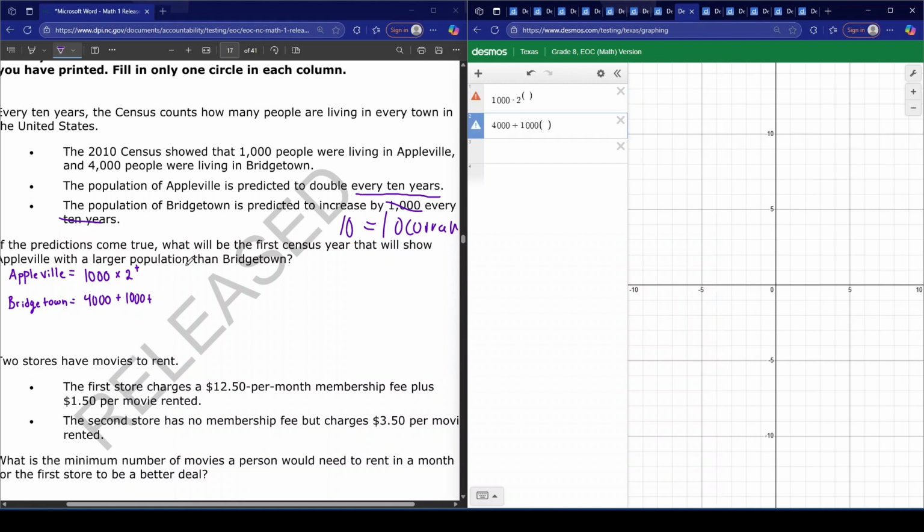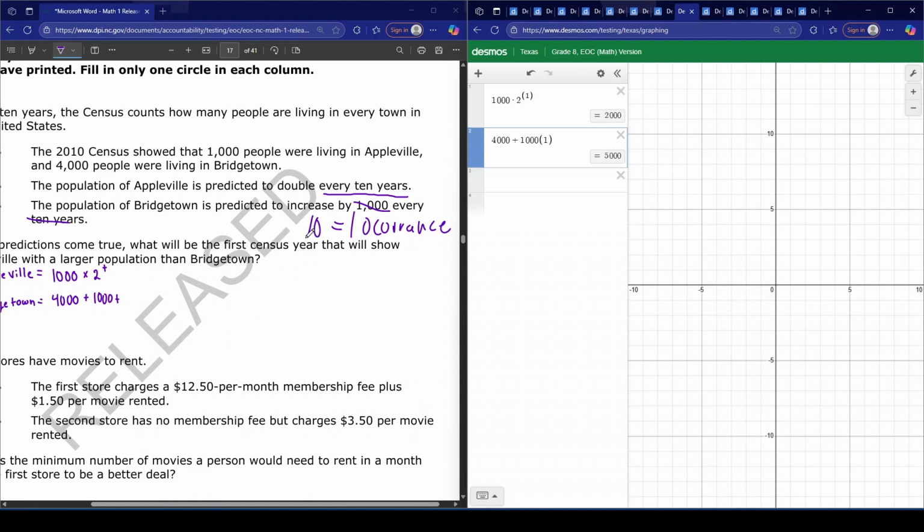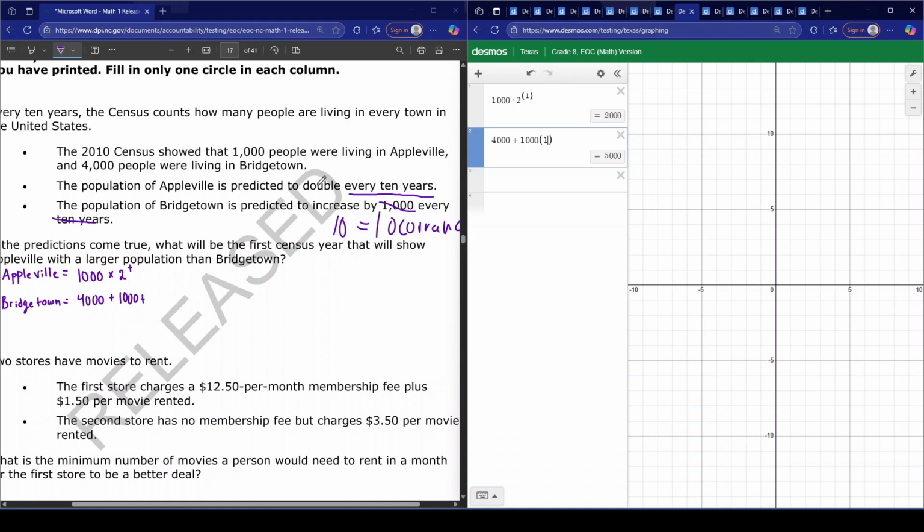Every 10 years isn't going to be us inserting 10, that's incorrect. We're not going to have 1 million people in Appleville. So better yet, we will be using 1. 10 years is 1 occurrence, and that's what we want to use in these mathematical situations. So 2 occurrences equals 20 years, and that's just visualizing the census and how it works in a mathematical sense.